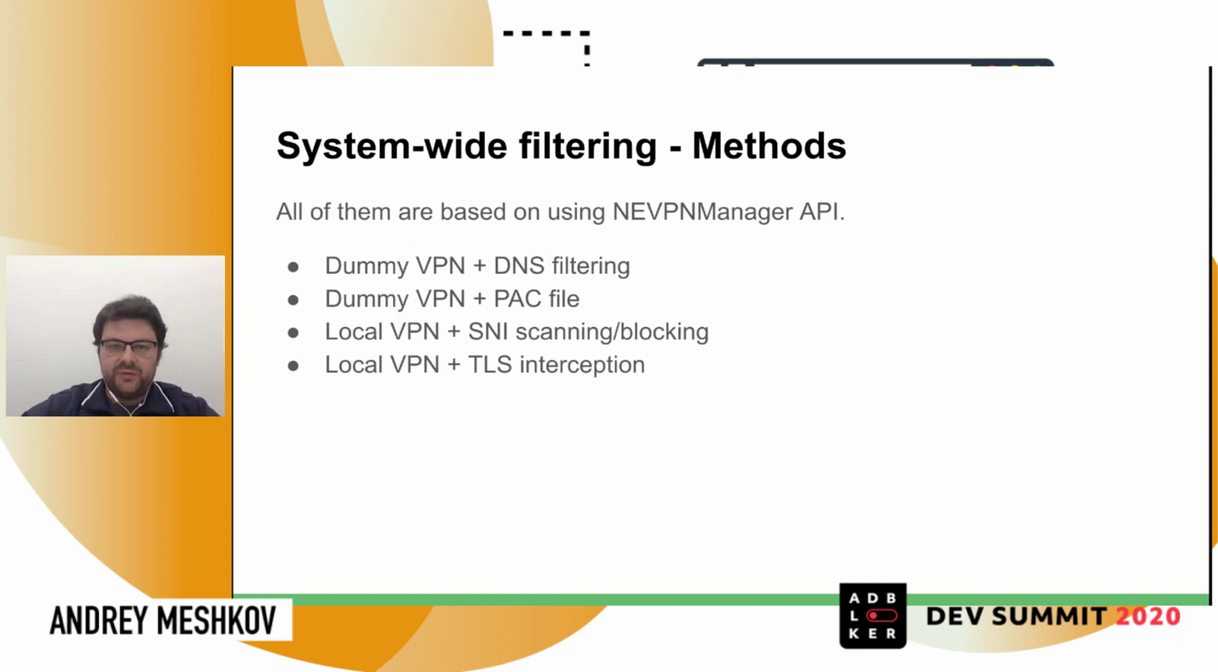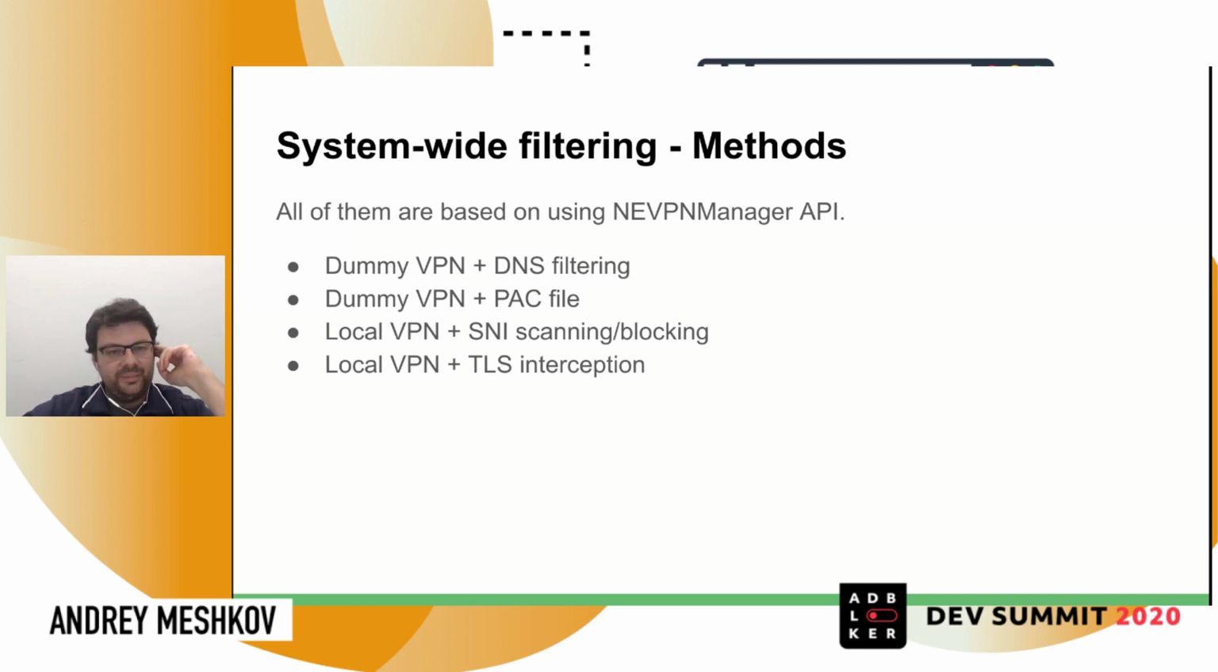Now let's talk about different methods that can be used to achieve system-wide filtering. Although there's one thing that unites them all. All of these methods are based on using iOS VPN API. But don't be confused by this. It doesn't mean that there is a real VPN connection. It's just on iOS, and for the matter of fact, on Android as well, the VPN API is the only way to actually filter network connections.